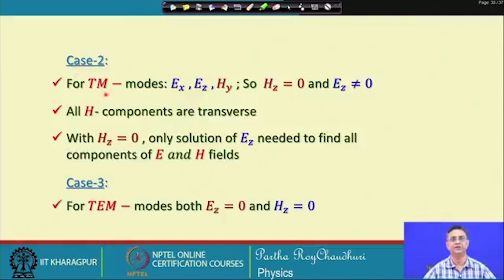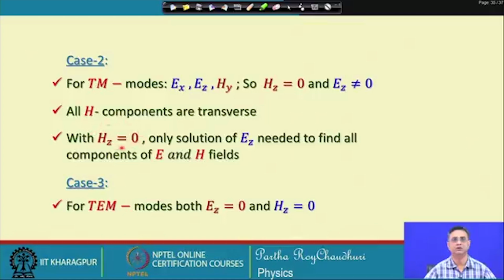For case 2, if you consider the TM modes, you have these field components which constitute the TM modes: Ex, Ez and Hy. So, Hz is equal to 0 obviously, because it is not appearing in the field components which constitute these TM modes, and therefore, Ez is not equal to 0. So, all H components are now transverse.